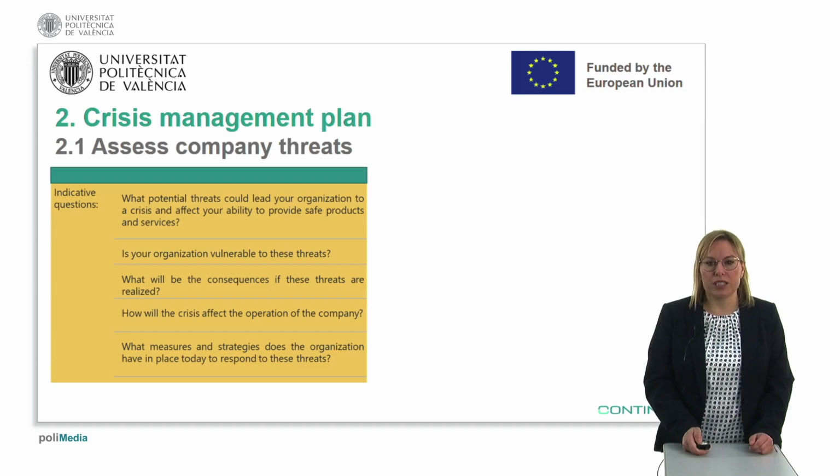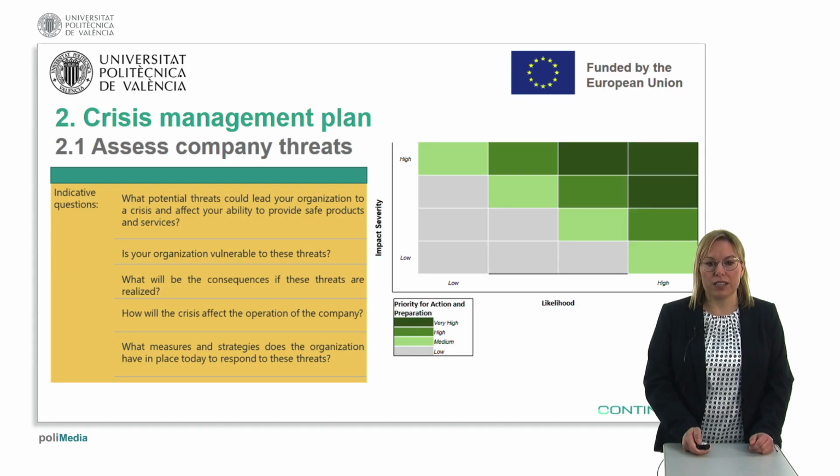When developing a crisis management plan, the first step is to identify the threats relevant to the organization and industry, and assess the likelihood and the severity of the impact of these threats. To identify the threats, organizations can ask themselves some questions such as the ones shown in the slide. After having identified the main threats, organizations assess them for likelihood to occur and the expected severity of the impact, obtaining a risk analysis matrix such as the one shown.